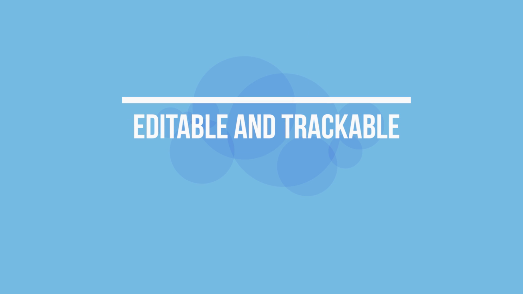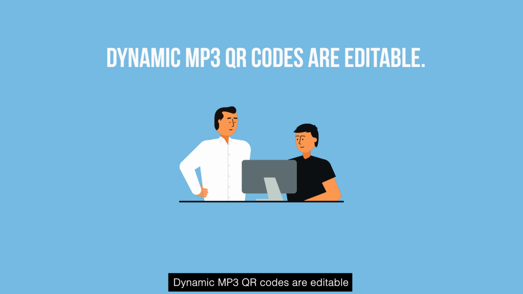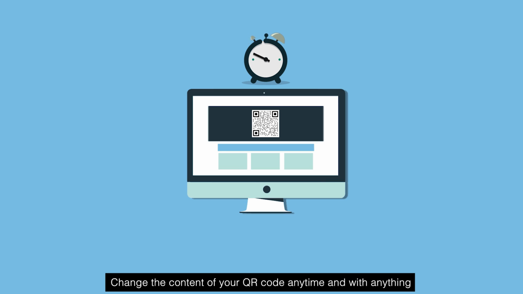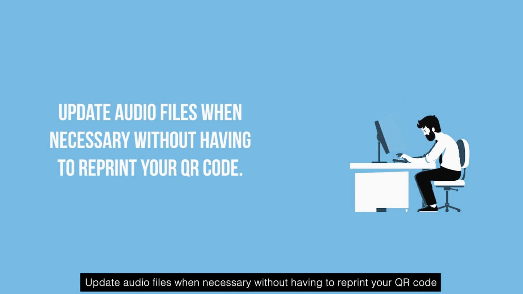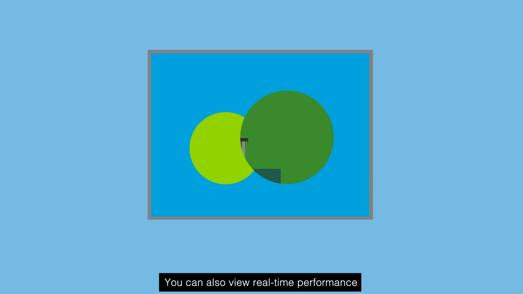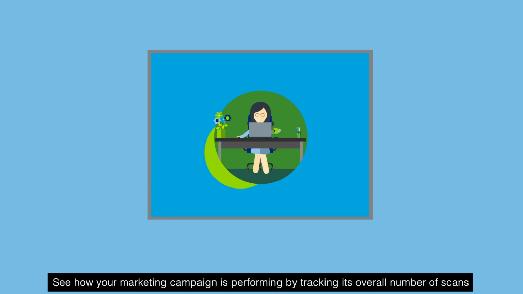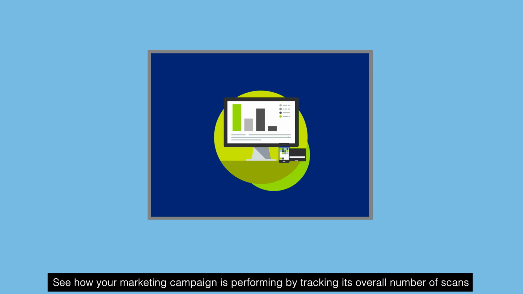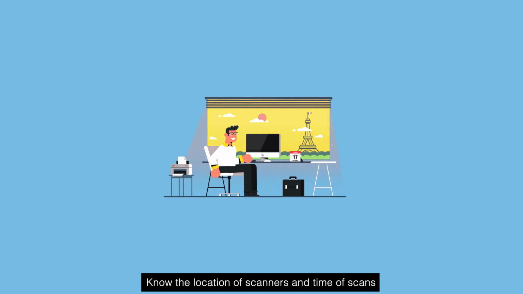Editable and trackable. Dynamic MP3 QR codes are editable. Change the content of your QR code anytime and with anything. Update audio files when necessary without having to reprint your QR code. You can also view real-time performance. See how your marketing campaign is performing by tracking its overall number of scans. Know the location of scanners and time of scans.